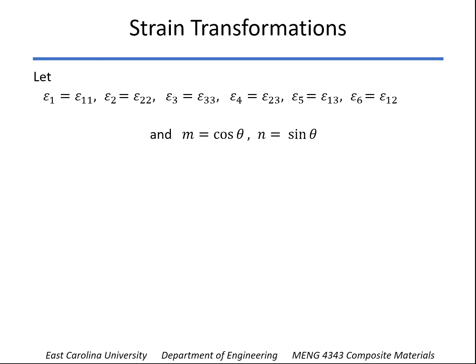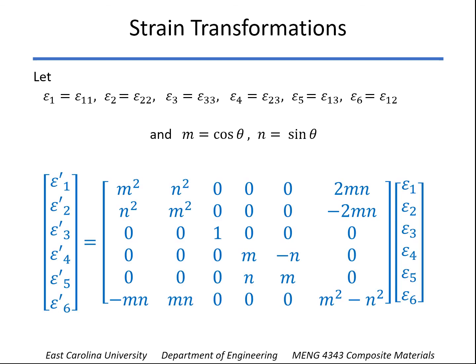And now we can write a matrix equation that has our primed values on the left, our unprimed values on the right, and a 6 by 6 matrix that transforms from one system into the other.